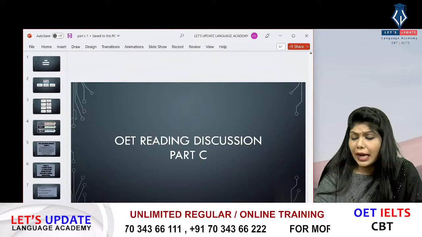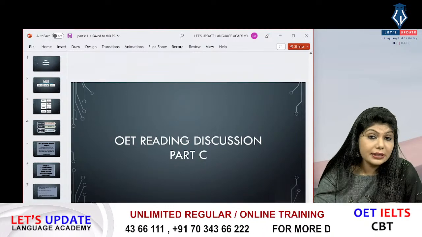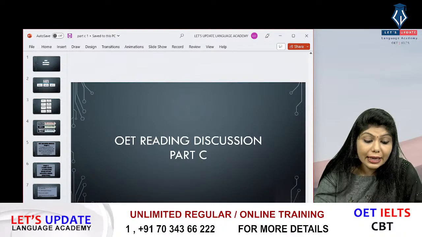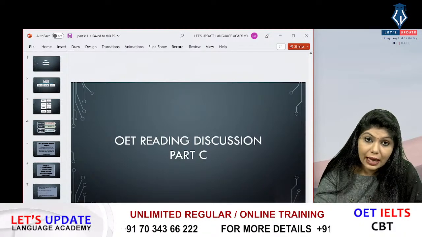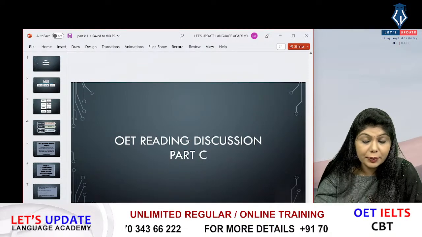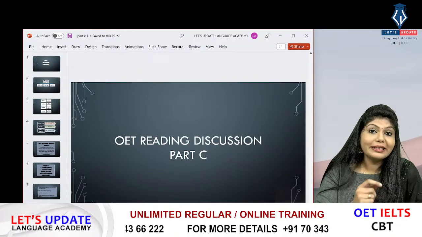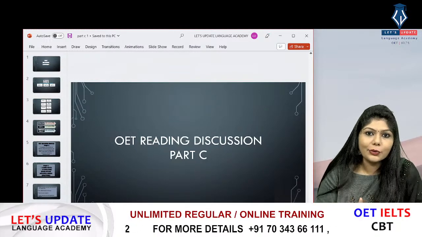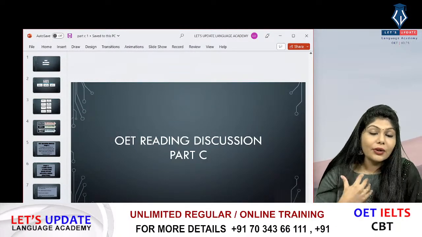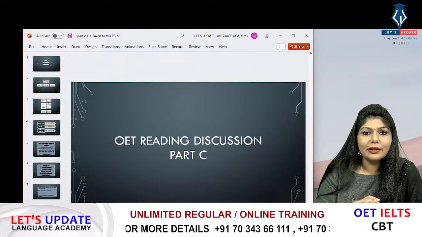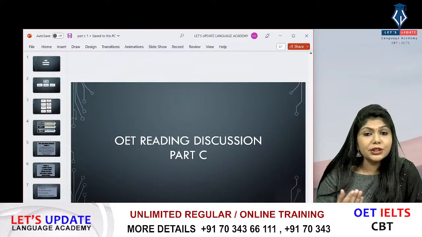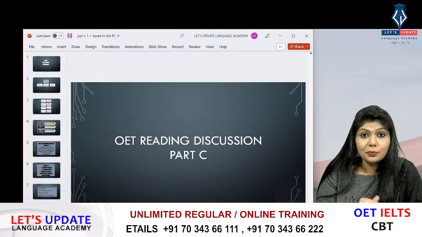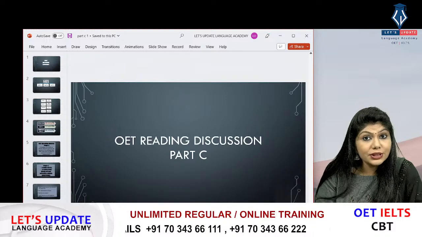Several of the questions in Part C require you to demonstrate your understanding of the writer's opinions and the line of argument. So it actually assesses your ability to understand what you read, that is, the attitude or tone of the author, or what he expresses, or what he is trying to say.